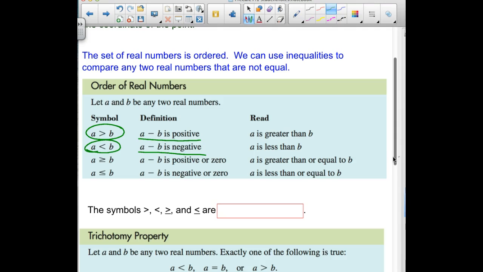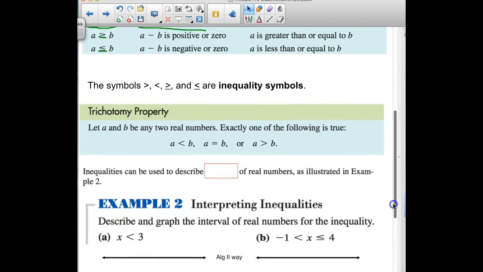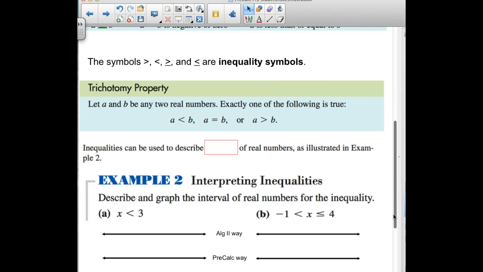Our other two options is where we include the equal sign, and that just means that we might add or subtract and end up with 0 if the two numbers are equal. So we will be using those inequality symbols when we compare numbers. We have a trichotomy property that says if A and B are two real numbers, exactly one of the following is true. Either A is smaller than B, A is equal to B, or A is greater than B. All right, only one of them can be true at any time.